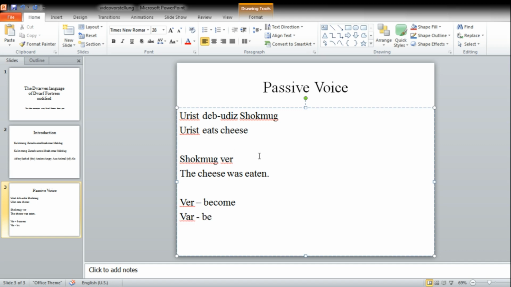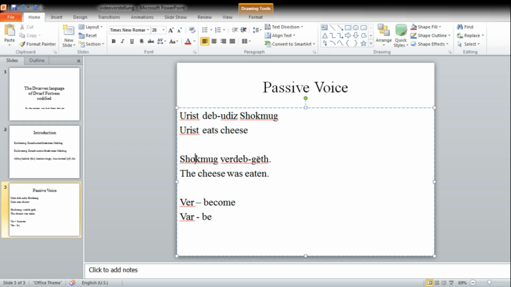Oh yes, and then also we need to use another verb, var, which means be. So ver, deb, geth. Sorry, we don't need var. I was thinking of a different example. Shokmug, verdeb, geth. So cheese, become, eat, past. Cheese becomes eaten in the past. So the cheese was eaten.